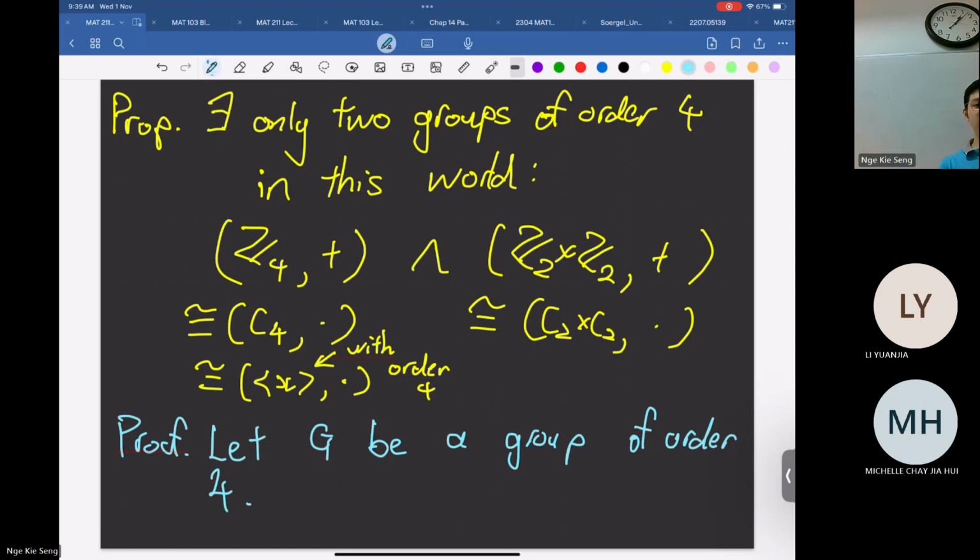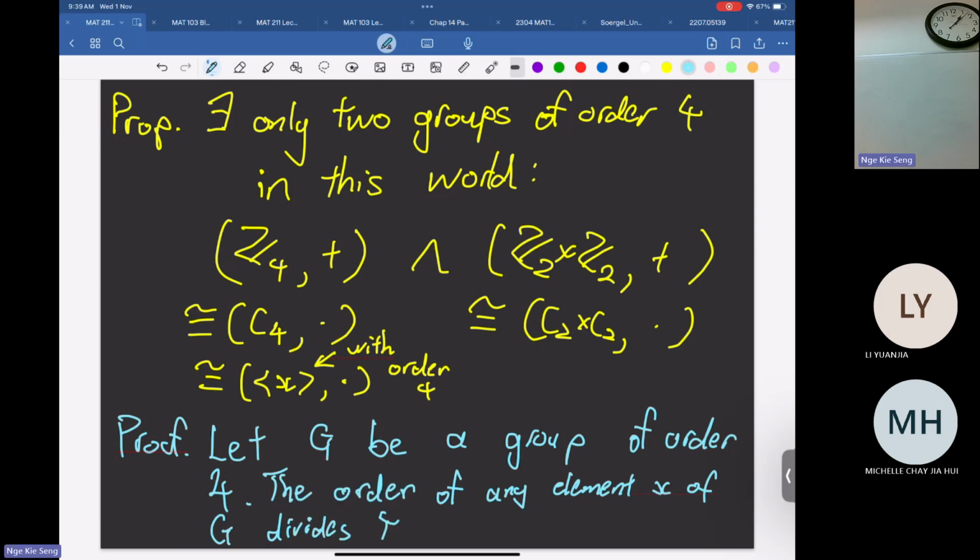So how to prove this? Let G be a group of order 4. By the corollary of Lagrange theorem, you know that the order of any element in the group must divide 4. How many things can divide 4? 3 things: 1, 2, and 4. So is 1 possible? Can you have 4 identities inside the same group? Cannot, right? This becomes a degenerate group. So it cannot be 1, and there are only 2 and 4 you can consider.